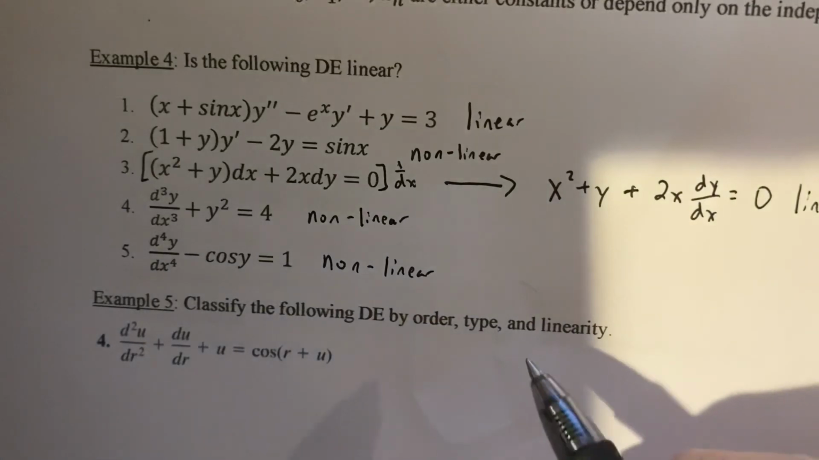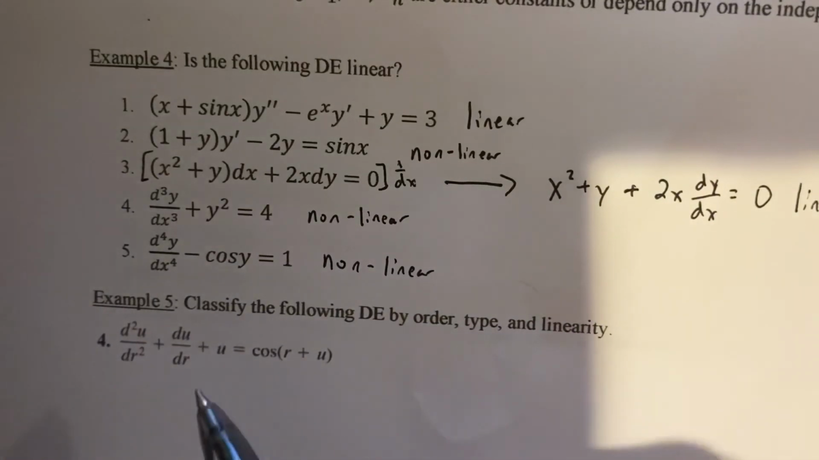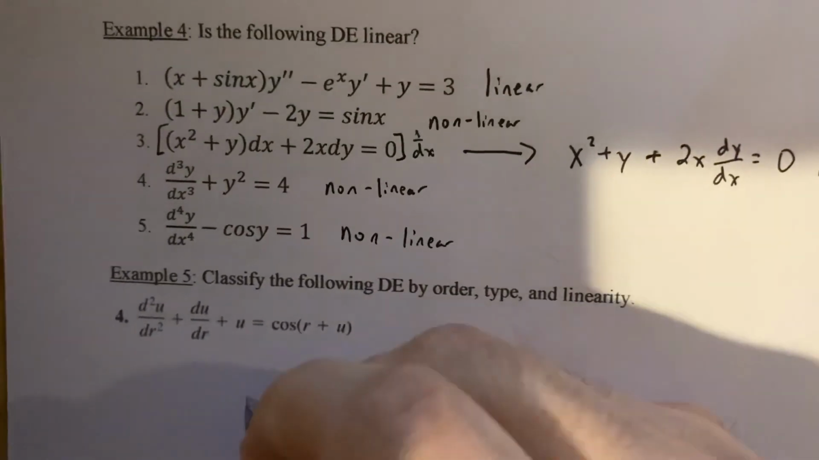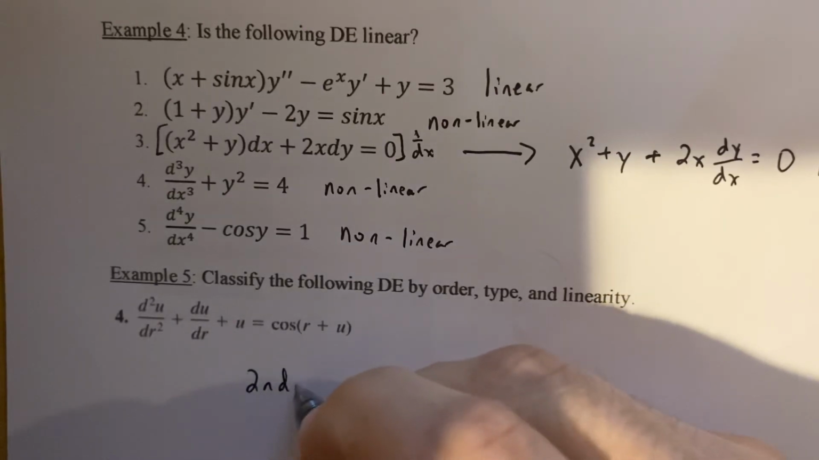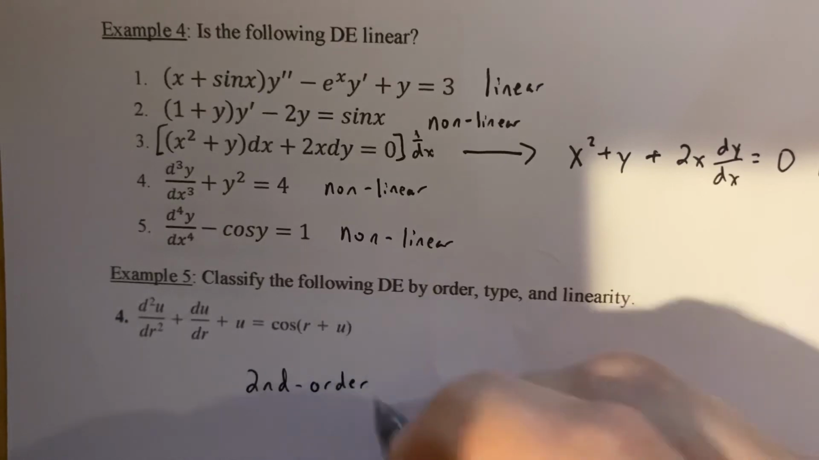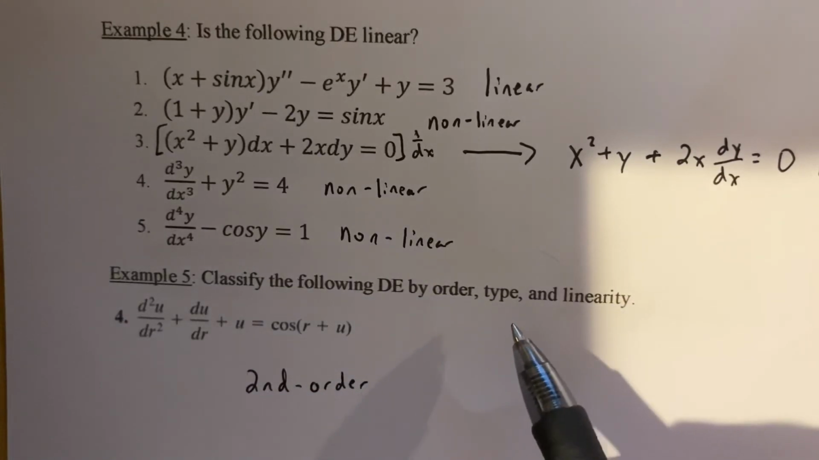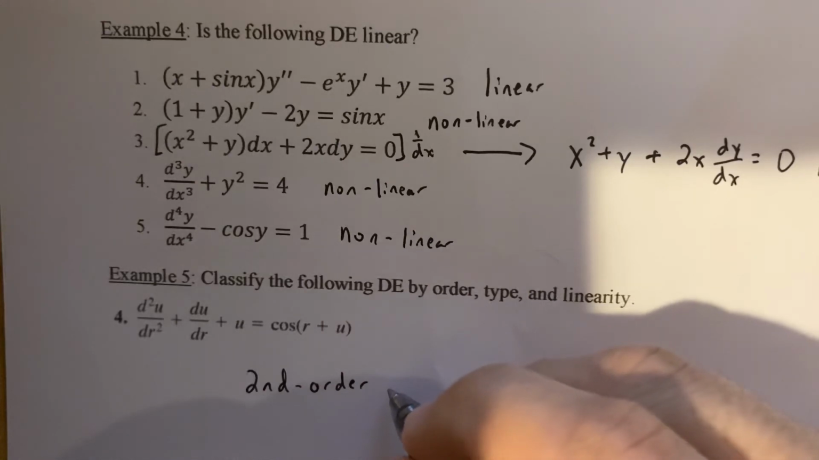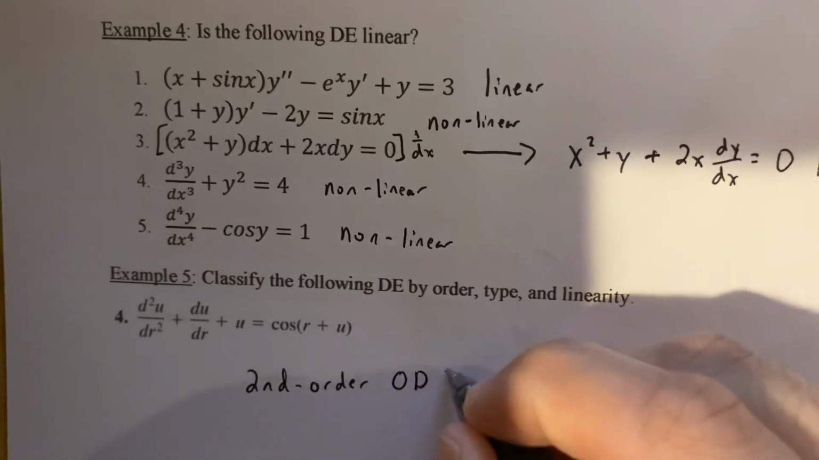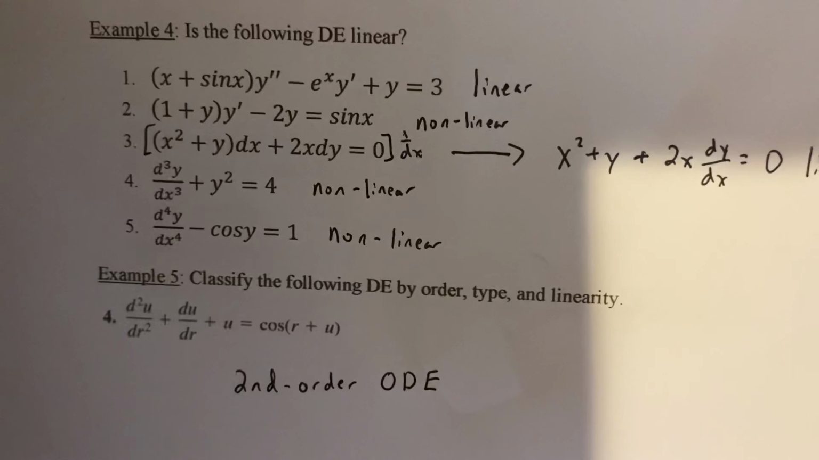When we're talking about the order first, our highest order is the second order. So we have a second order derivative. Type, is this a partial differential equation or ordinary? Since they're both with respect to r, and r is the independent variable, it is an ordinary differential equation. So I'm just going to put ODE there for ordinary differential equation.